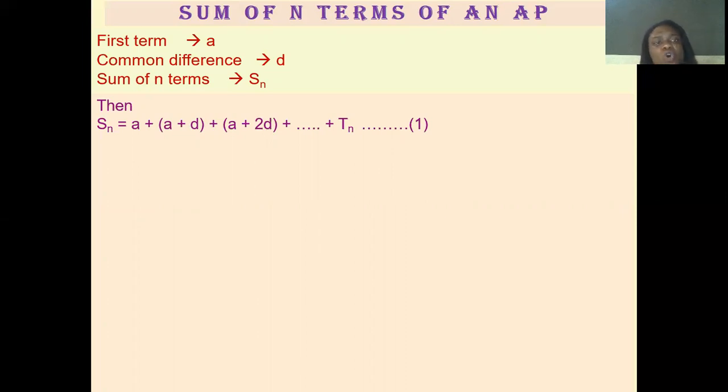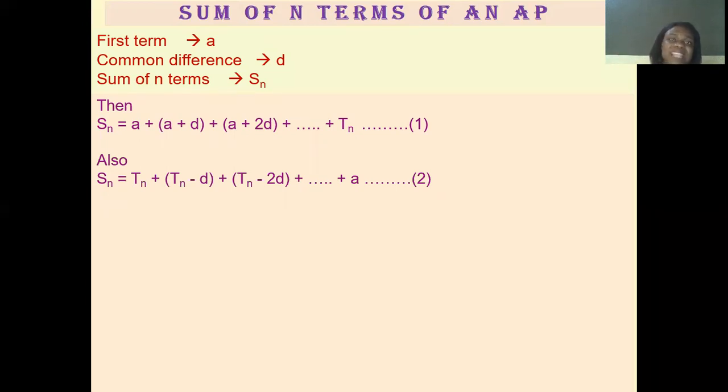Now we can decide to also do the sum from behind. That is, we can decide to start adding from the last term. So T of n plus T of n minus D, that's the term immediately before the last term, plus T of n minus 2D, the term immediately before the second to the last term, and then we'll do that all the way down to the first term A. Okay, so we'll get two equations there, and that's what we have.